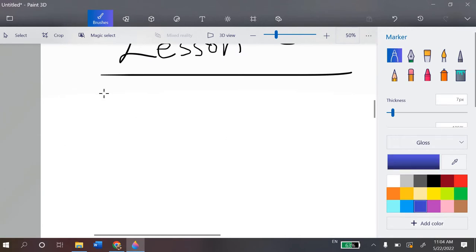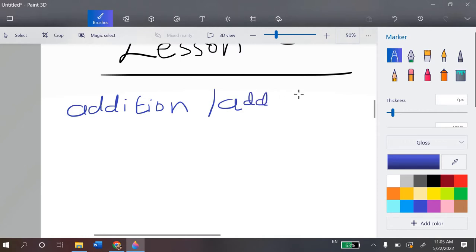So let's start super easy. Addition, we also would name it add, and you might also hear the word the sum. This means plus, more. We could also say plus if we wanted to.